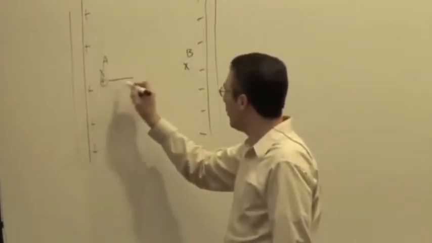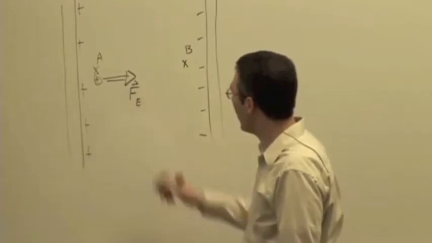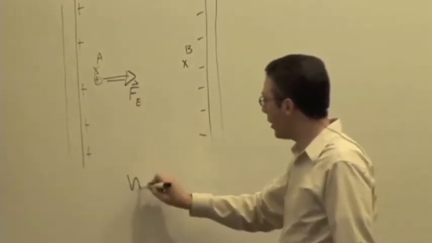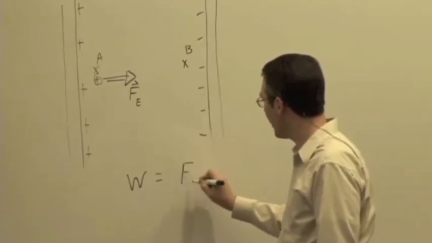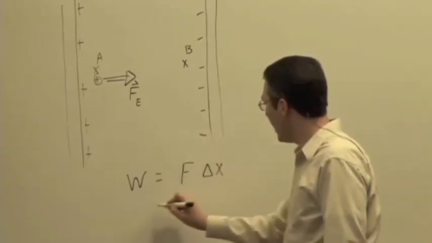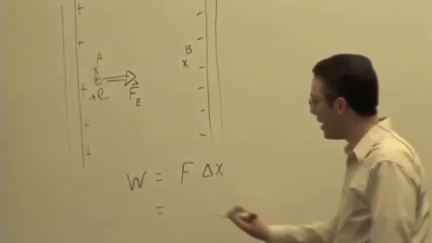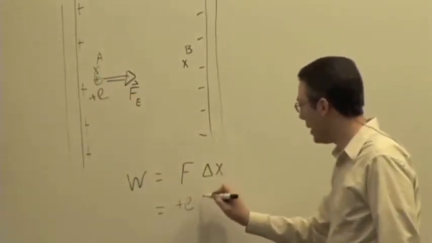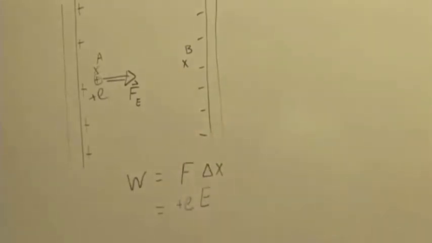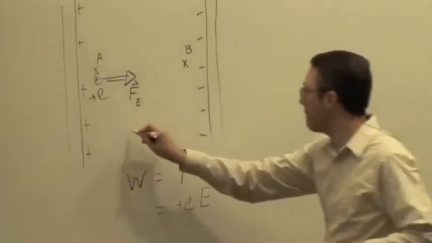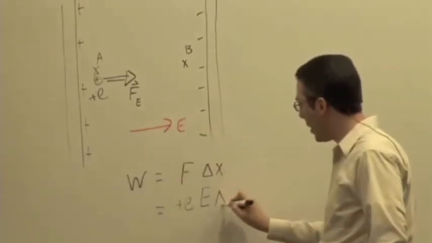And so there's an electric force pointing in that direction on a positive charge. That force does work, which would be equal to the force times the distance. So you'd have a force times a delta x. And that force, if this is a proton, for example, has a charge plus e, would be plus e times the electric field inside the capacitor, which is pointing this way, times that change in position.